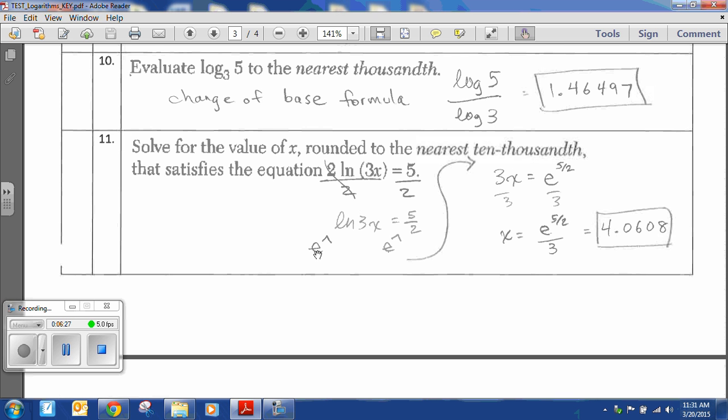So e to the ln cancels, but this e remains, and e to the 5 halves power is now equal to 3x. Dividing both sides by 3, x equals e to the 5 halves over 3. And the calculator gives us 4.0608. They want nearest 10,000, and that's 4 decimal places.